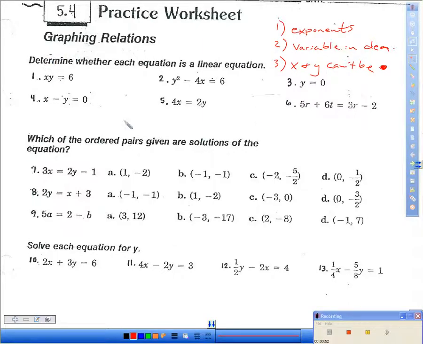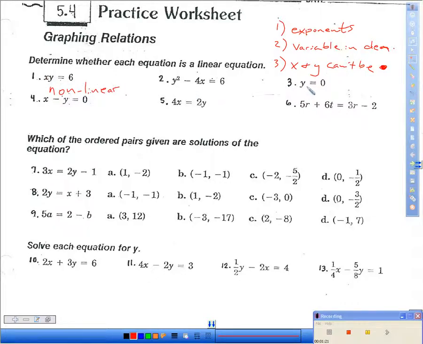So we are just doing the odd numbers on this page, but you can do the even numbers as well for bonus points if you choose to do that. So on number 1, it says xy equals 6. Well, we know that x times y equals 6, and so since x and y are multiplied together, we know that number 1 is going to be non-linear. It's nonlinear again because x and y are multiplied.